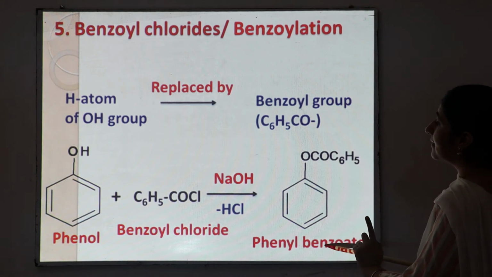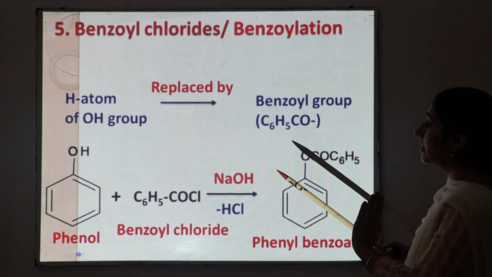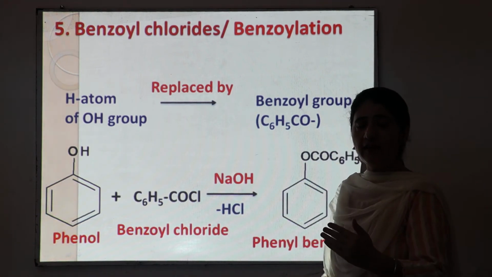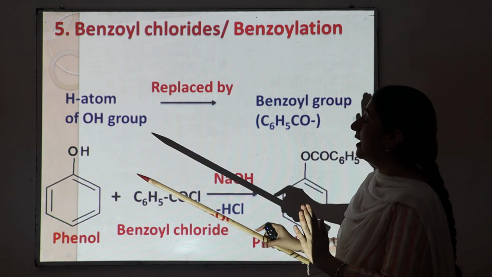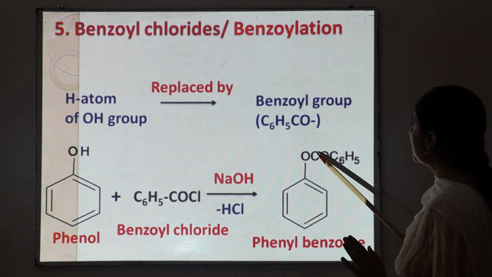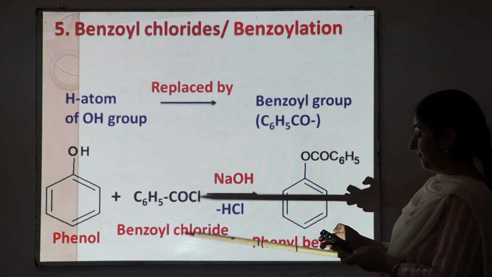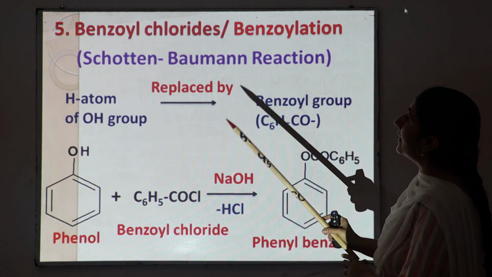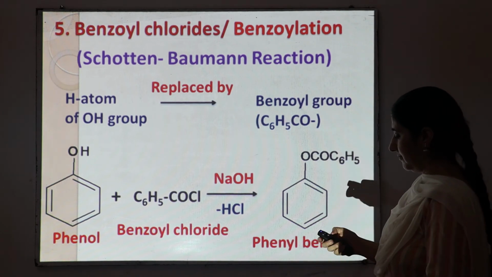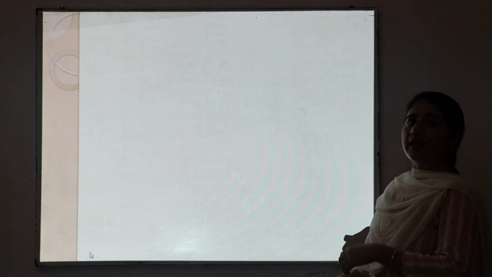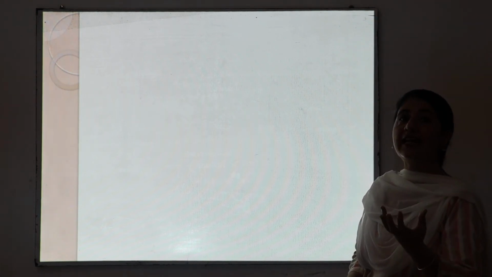This reaction is used for the conversion of phenol to ester, either by reacting with acetyl chloride, acetic anhydride, or benzoyl chloride. In this reaction, the hydrogen atom is replaced by a benzoyl group. That is why this reaction is known as benzoylation. Another name of this reaction is the Schotten-Baumann reaction. So in acylation or benzoylation, we get two main products, the phenyl esters.